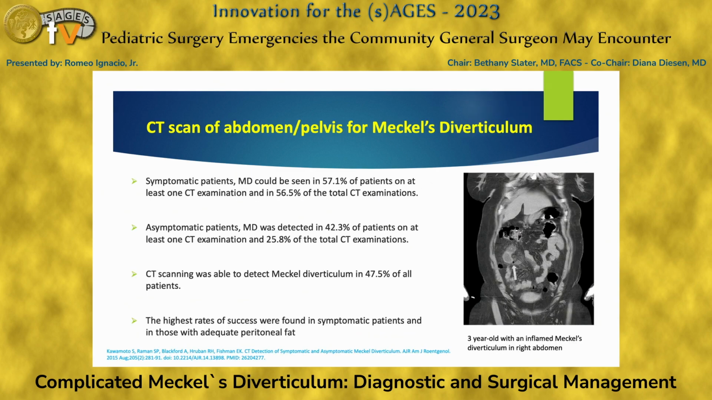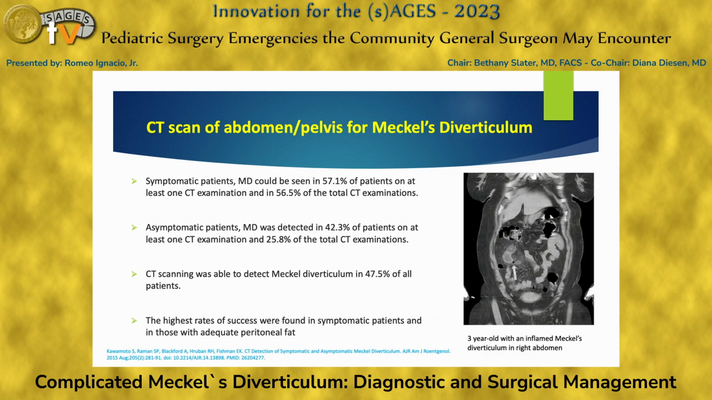So here's the recent literature about CT scan of the abdomen and pelvis. Now it is better than it was before, but CT scans picking up a Meckel's diverticulum depends on whether they're symptomatic or not symptomatic, and their age. If you look at symptomatic patients, that's anywhere between 55 to 60%. It's not great, but it's better than it was probably about 15, 20 years ago. If you're asymptomatic, that number drops dramatically to 25 to 40%. So not a great test if it's asymptomatic.